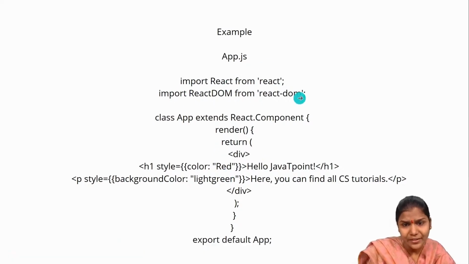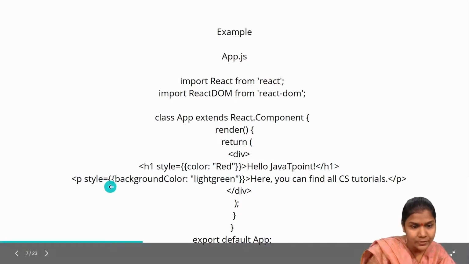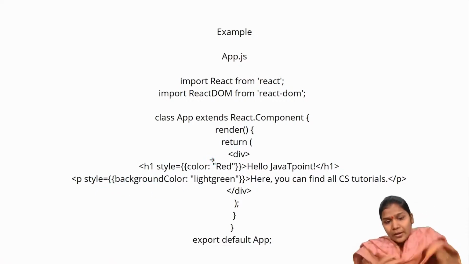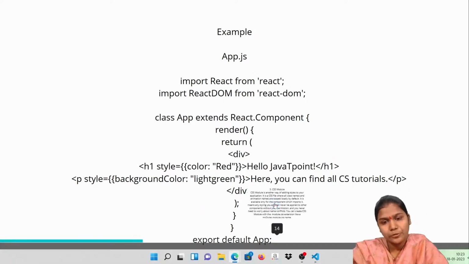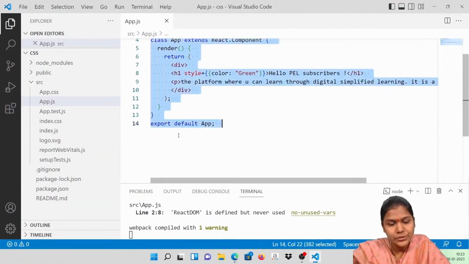Import React from React and ReactDOM also. Now class App extends from the Component, render, return. Now style we have given like color, like the previous one. Now give some content for the header as well as for the paragraph. Now here in the paragraph you can find background color, so I gave light green. Here also I gave two times curly braces, right? In the same format, close now and export it. Now let us see how this application is going to execute in the web page.